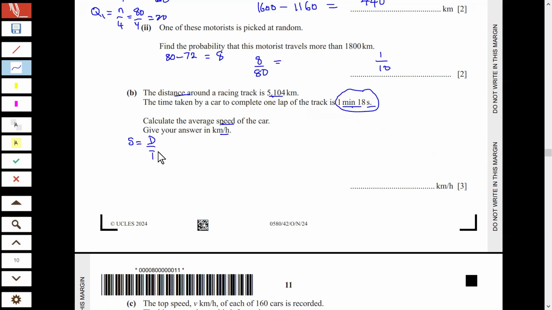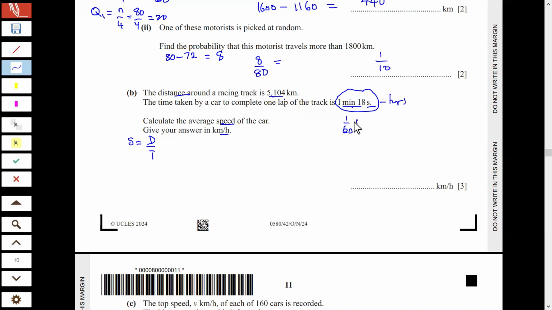Before applying the formula, we need to ensure that the units are in hours. The kilometer is okay. The speed, the distance is fine, but the time has to be converted to hours. To convert this to hours, 1 minute can be converted to hours, and that will be 1 out of 60.